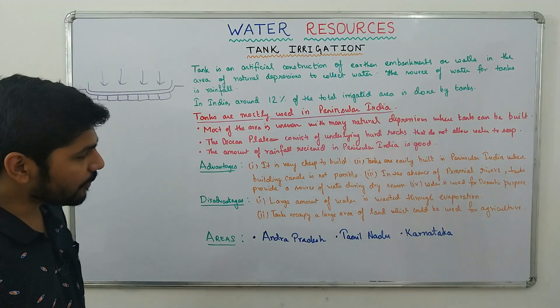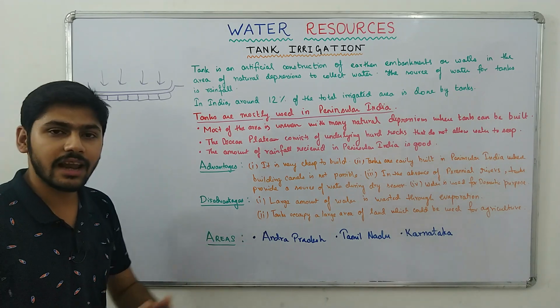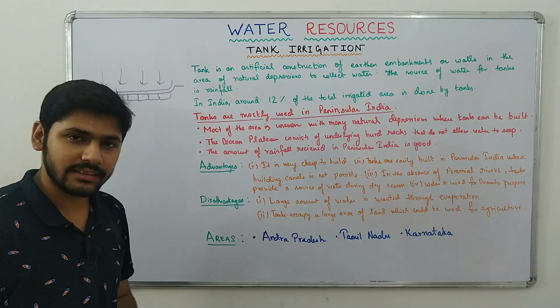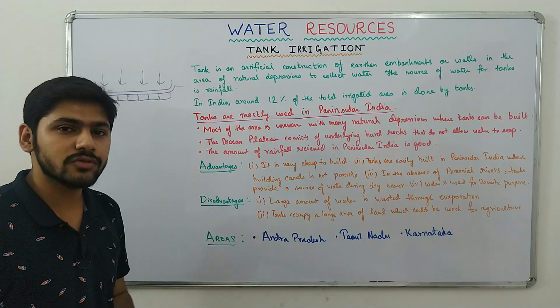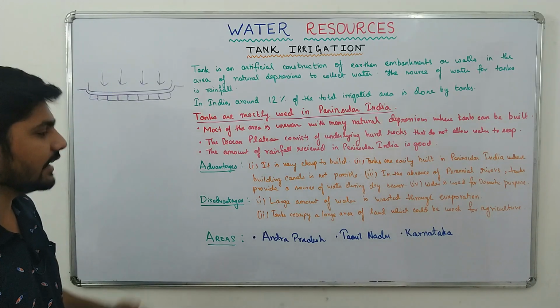Then, tanks occupy a large area of land which could be used for agriculture. As I told you, we need a large area for land to create tanks and that area could have been used for agriculture. So these are the disadvantages of tank irrigation.